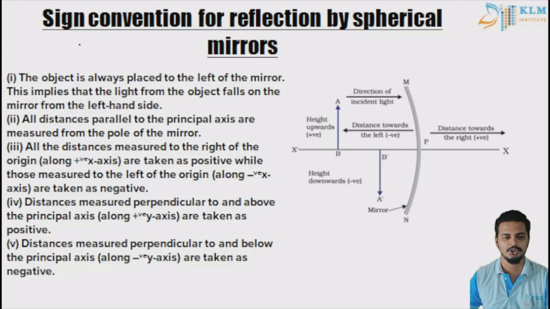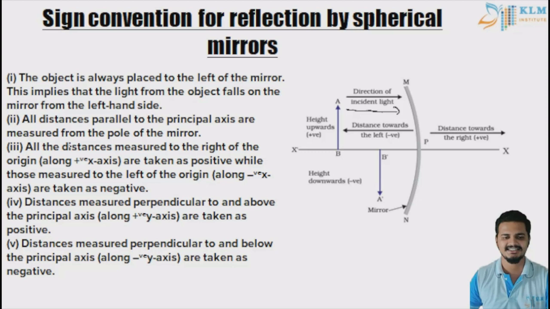Before we move on to the numericals, we need to understand the sign conventions for spherical mirrors. The object is always placed on the left side of the mirror. This implies that the light falls from the left side of the mirror. That is, this is the direction of the incident ray. You can see here, it is mentioned in the picture. All of these points are mentioned in the picture. Please concentrate here.